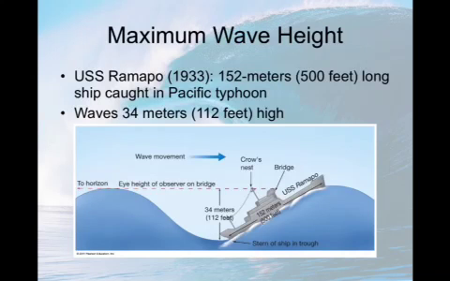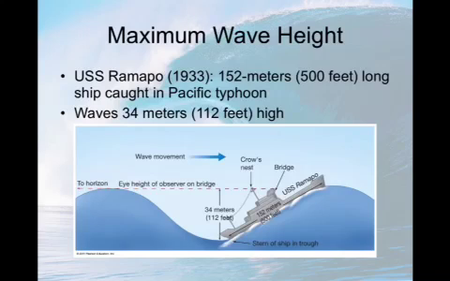This is a picture that's also in the book. It's of the USS Ramapo. Now, before this happened, before the USS Ramapo went out in 1933, around 1900, the U.S. Navy kind of came up with what they call the 60-foot rule. And the 60-foot rule basically said that if you thought you saw a wave over 60 feet, you were full of baloney. They didn't think it was mathematically possible.